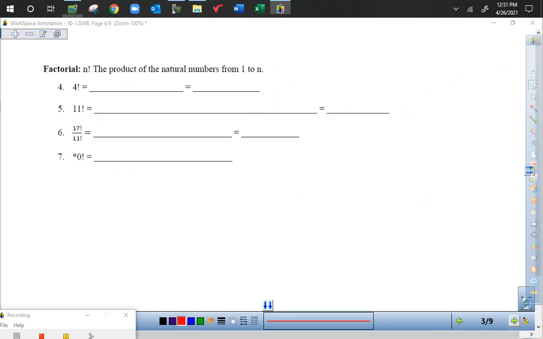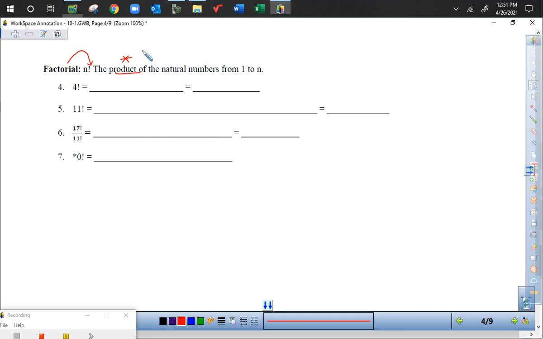Now, what we're going to talk about next is a little bit weird. We're going to see this exclamation mark. That's actually called a factorial in math. So an exclamation mark is a factorial. And it says it's the product of natural numbers from 1 to n. Okay, our natural numbers are our counting numbers. So if n was 5, it'd be 1, 2, 3, 4, and 5. And product means we're going to multiply them all together.